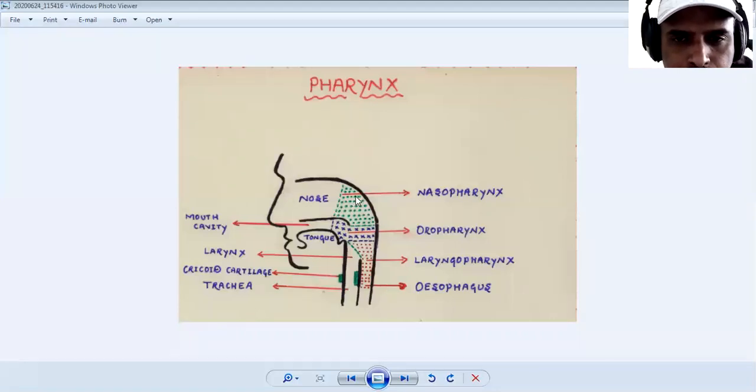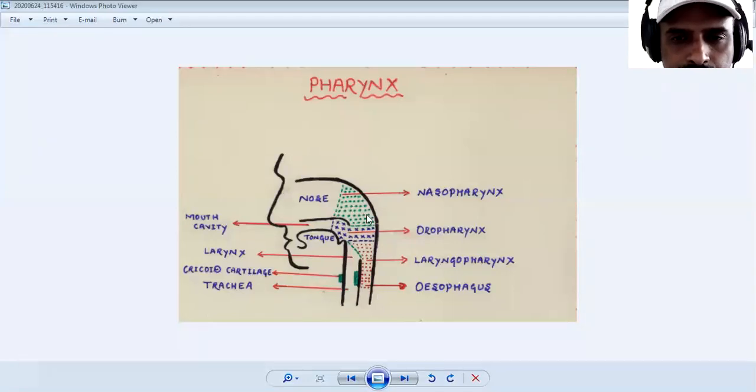This upper part of the pharynx transmits only air, and the middle part of the pharynx transmits both air and food, but one at a time. And the lower part is only for the food. So the lower end of the laryngopharynx continues as the esophagus.